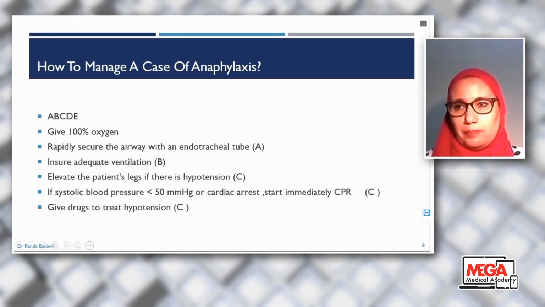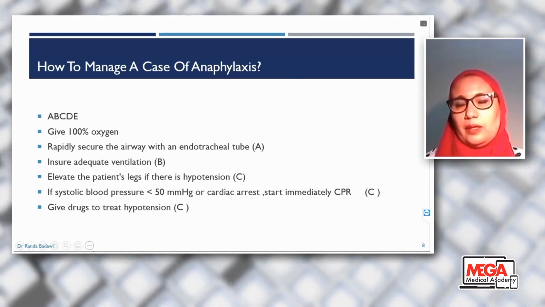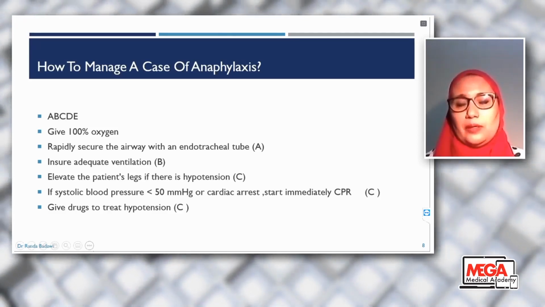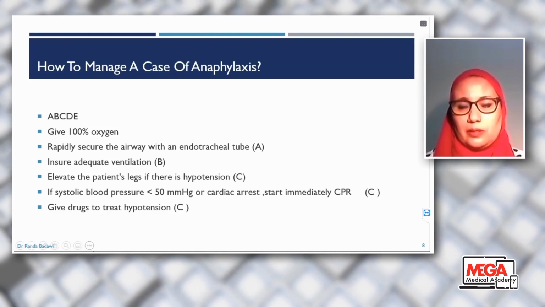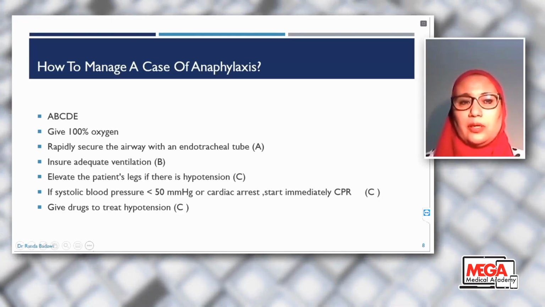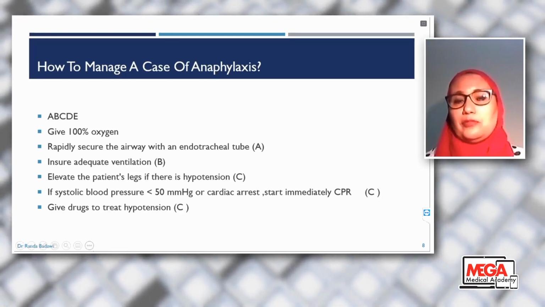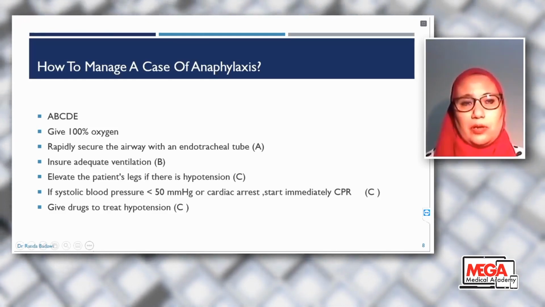You can manage simply by elevating the legs of the patient to increase the venous return. And if the blood pressure is below 50, you have to start CPR immediately in this patient.